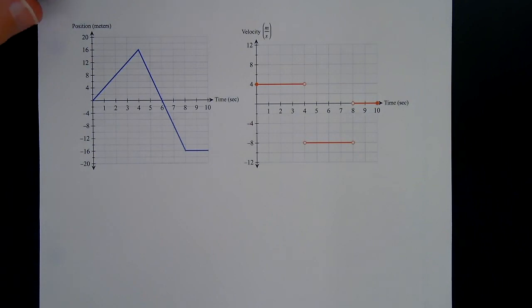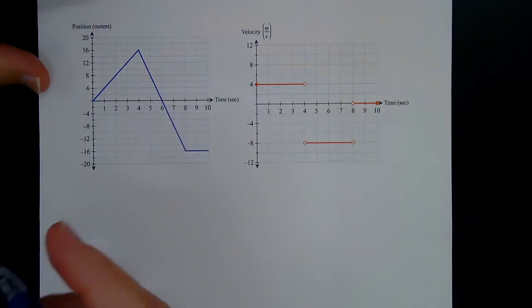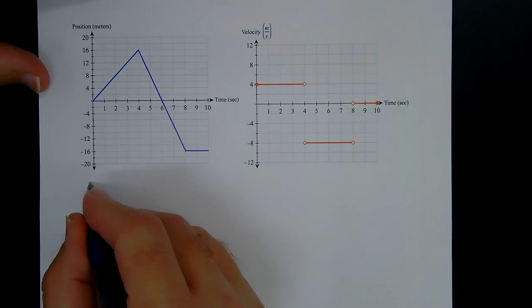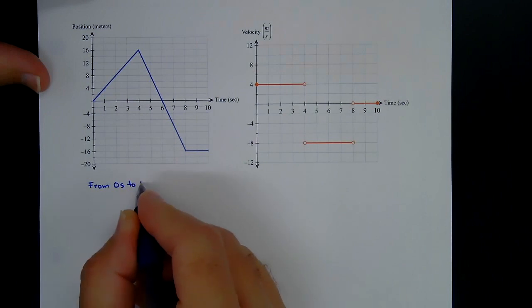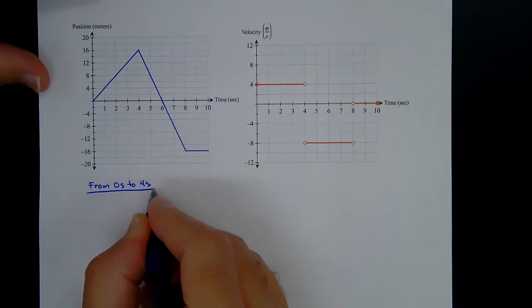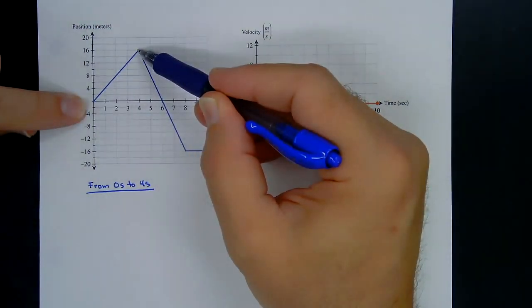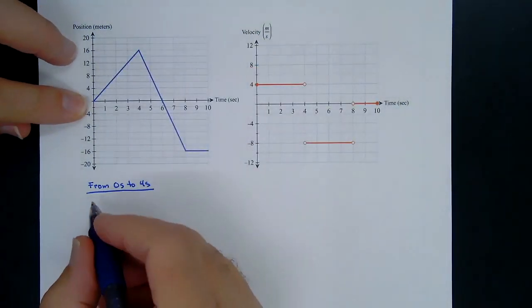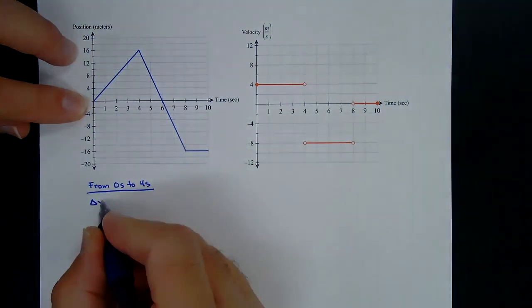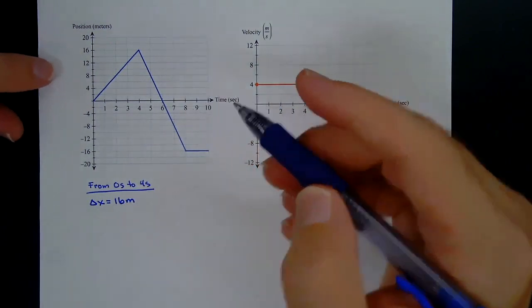We're going to break this up into chunks like we did before. I want to do the displacement from 0 to 4. From 0 seconds to 4 seconds, we started at 0 and ended up at 16. So that's an increase of 16, and from 0 to 4 seconds my displacement would be 16 meters.